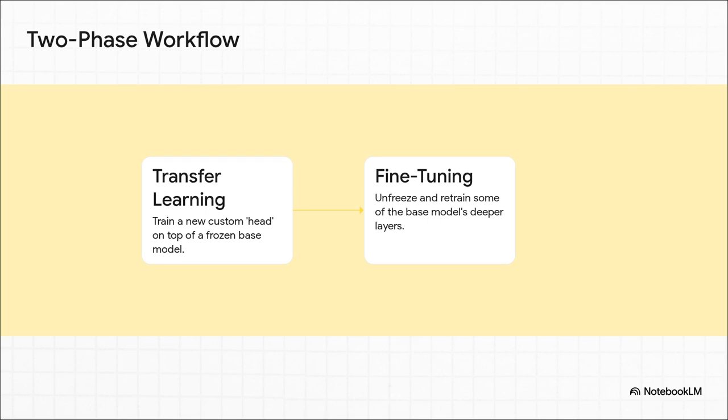So here's the game plan. Phase 1 is what we call transfer learning. We're going to take that pre-trained InceptionV3 model, freeze all of its layers so they don't change, and then just train a brand new custom classifier on top. Then for phase 2, this is the fun part, we'll carefully unfreeze some of those deeper layers and fine-tune them with a tiny, tiny learning rate. This two-step dance is the secret sauce.